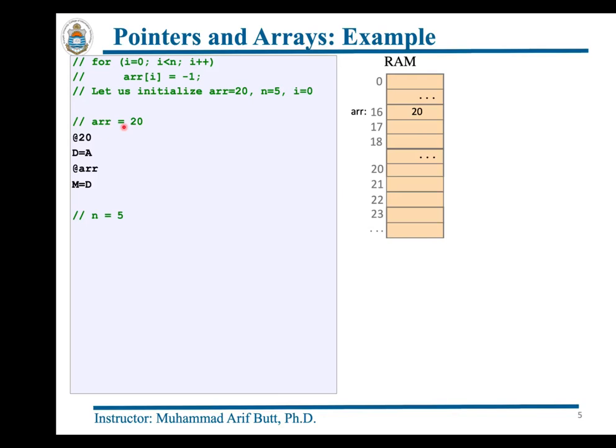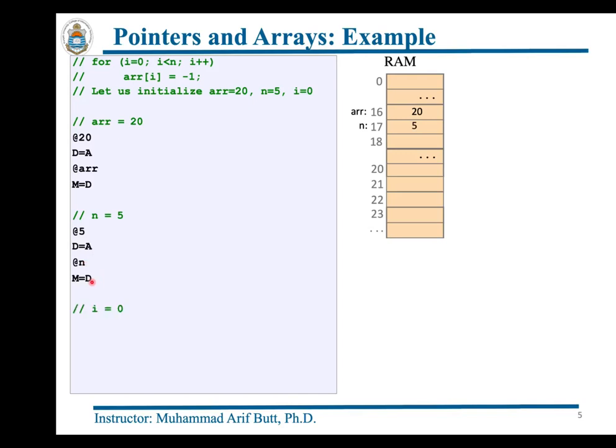Now let us write hack assembly for n is equal to 5. So first we place the constant 5 inside the D register. Now we create a variable n, you see over here as well, since this is a second variable. So you can see in this illustration the name n is associated with RAM address 17. The next task is to write 5 inside this memory location, inside this variable n, and this is achieved by M=D, a C instruction.